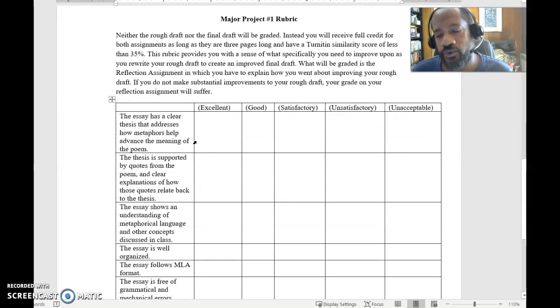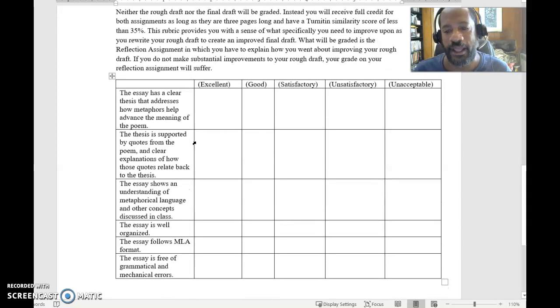This is the rubric for this. A rubric is how I'm going to be marking this up. But I want to be clear about the fact that you are not going to be getting a grade for either your rough draft or your final draft. So it says here neither the rough draft nor the final draft will be graded. Instead, you will receive full credit for both assignments as long as they are 3 pages long and have a Turnitin similarity score of less than 35%. So as long as they're 3 pages, as long as they have less than 35% of a similarity score, then you're going to get full credit on both of those assignments, the full 40% on both of those.